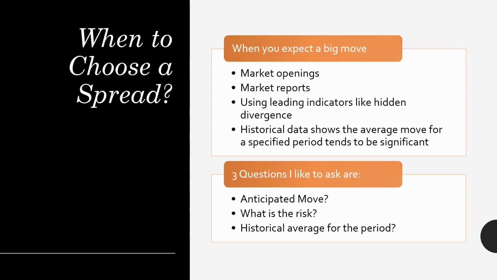Additionally, what is the risk? Do I want to risk $80 to make 10, or do I want to risk $10 to make 50? Okay, so it's always a risk to reward in there as well. And what is the historical average for the period? If I'm looking at a period that generally only creates maybe a 5-pip move, I probably am not going to choose a spread, but would switch over and trade the binary, okay?